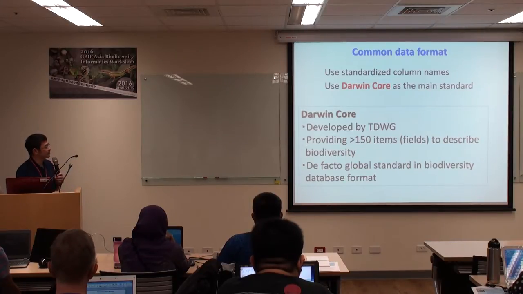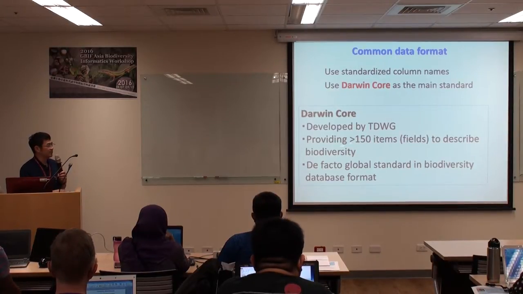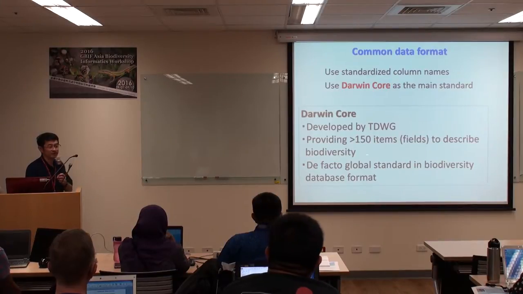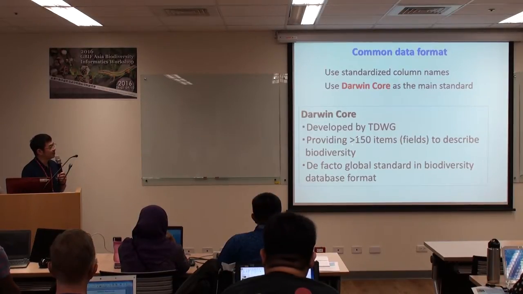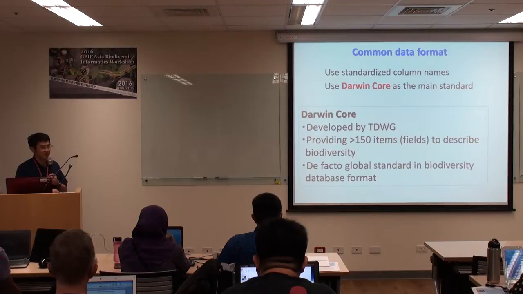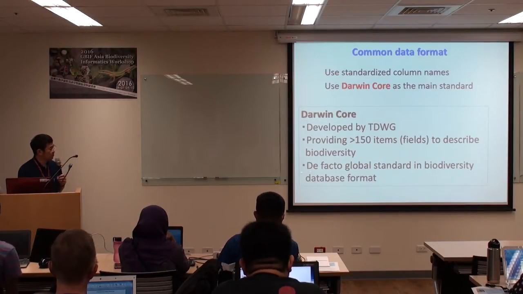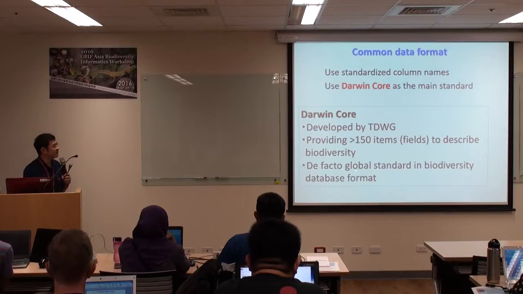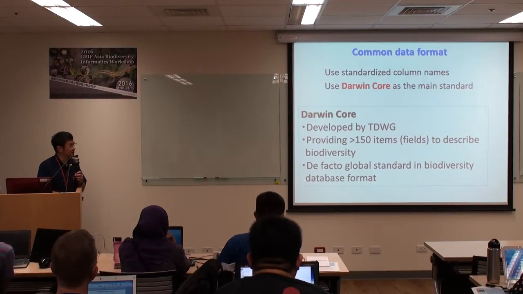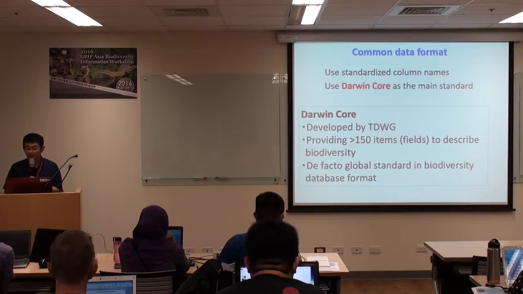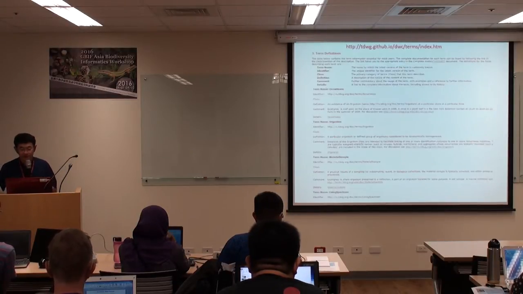And they stated more than 150 items. These are so-called fields in database terms to describe biodiversity. And all these 150 terms are related to what species, where, and when, those things. Currently, Darwin Core is a de facto global standard in biodiversity database format, right?